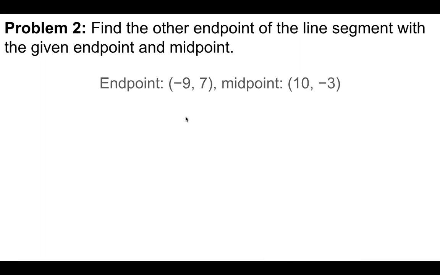So at the top, I'll put that first endpoint, -9, 7. The midpoint in the middle, 10, -3. And then our mystery endpoint that we're trying to find at the end. Blank, blank. Now let's figure out what those bridges are.